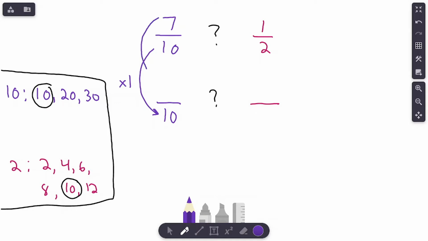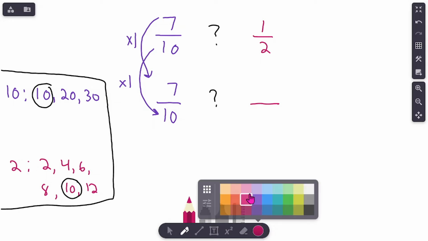Now, if I multiply the denominator by 1, what am I supposed to do to the numerator? Well, whatever you do to the bottom, you do to the top. Whatever you do to the denominator, you do to the numerator, and vice versa. So if we multiply the denominator by 1, let's multiply the numerator by 1. I bet you already know what 7 times 1 is. Yeah, it's 7. Did this fraction change? No, it didn't. 7/10 is equal to 7/10.